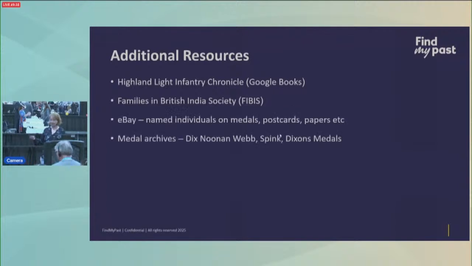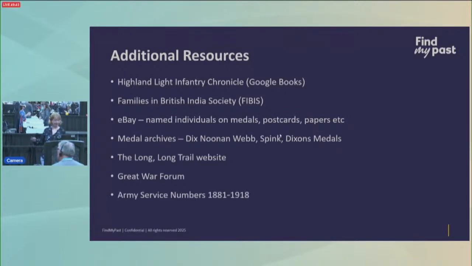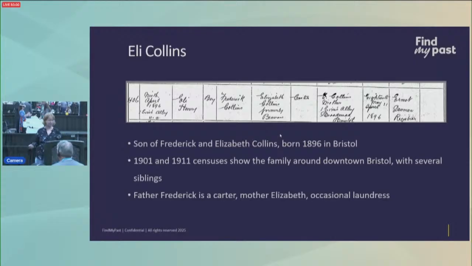Right, a few additional resources to think about. There's a bunch on my list here. I think that might be all. One more, okay, to understand everything. Lots of information on Google Books and other published materials like that, Internet Archive, those kinds of sites. The Families in British India Society website is fantastic. You want to look at eBay for medals, the Great War Forum, Army service numbers, and so forth.